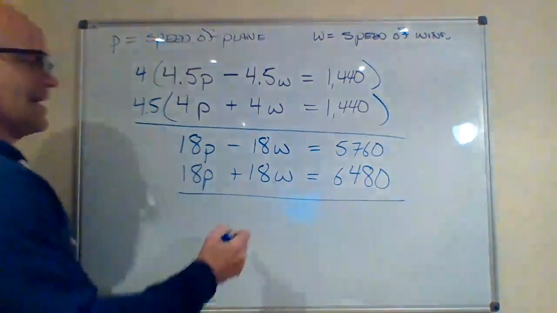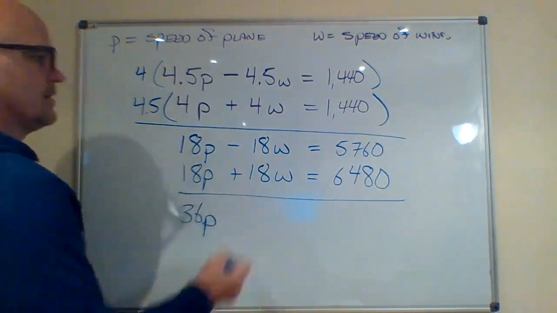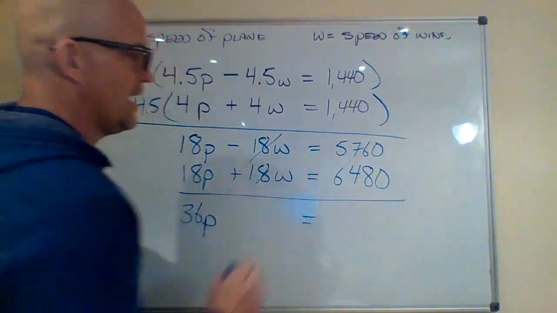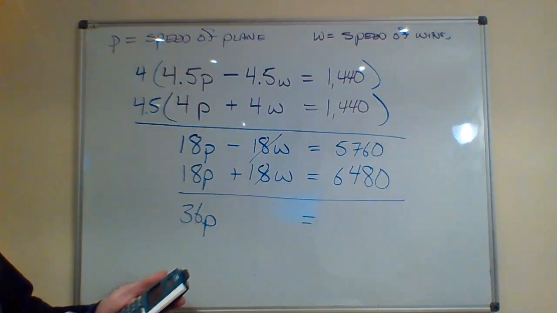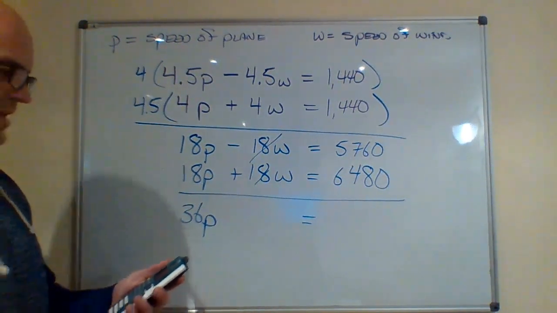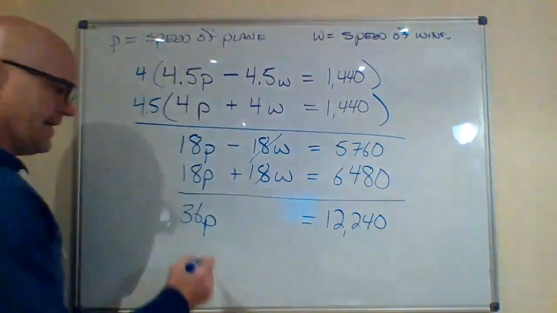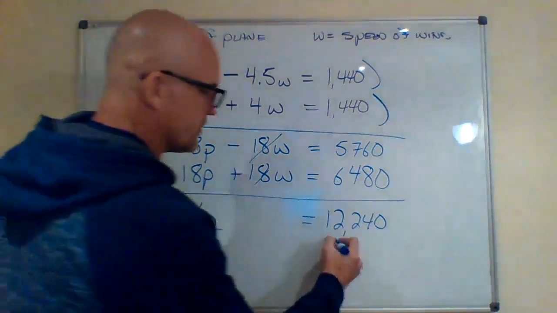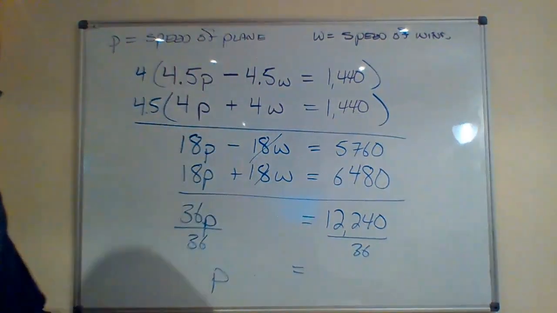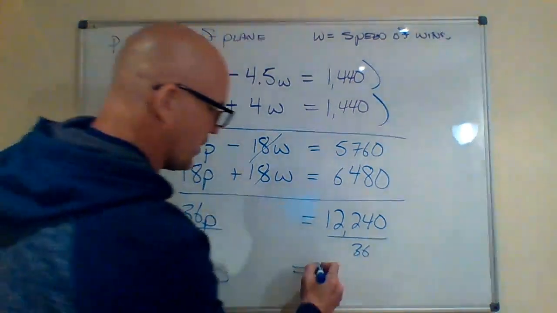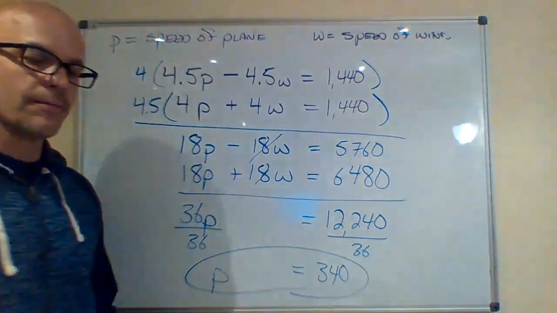If I add those together, 18P plus 18P is 36P. These will cancel out. And the 5,760 plus the 6,480 is going to give me 12,240. That's an easy finish. Divide by 36. P is going to equal 340. My plane's going 340 miles per hour.